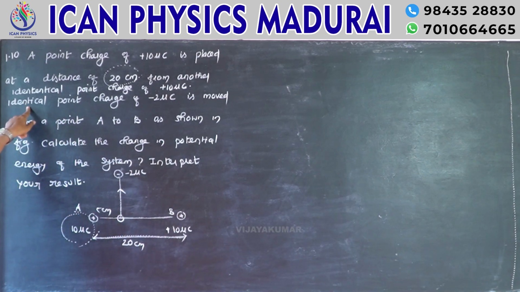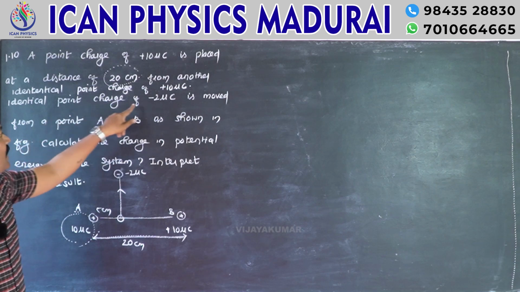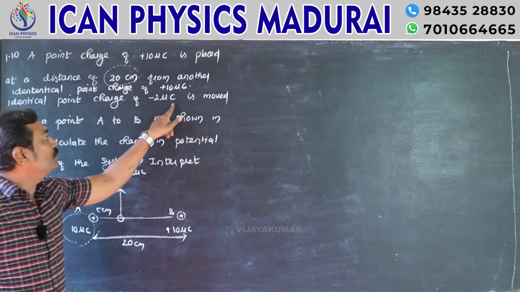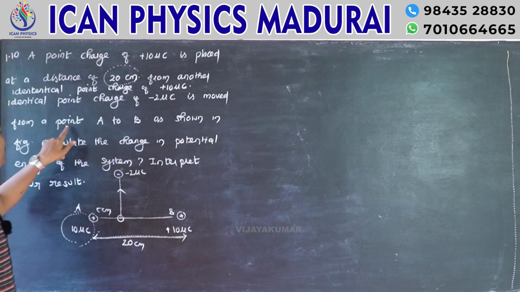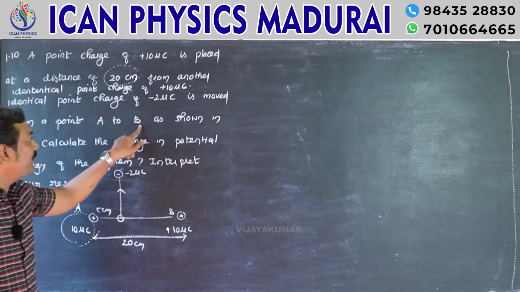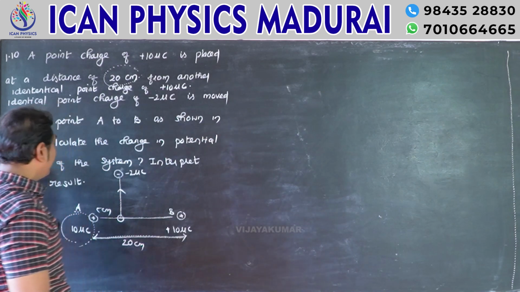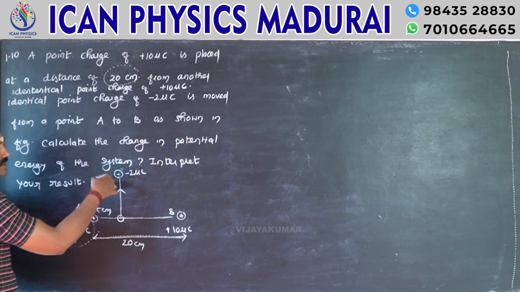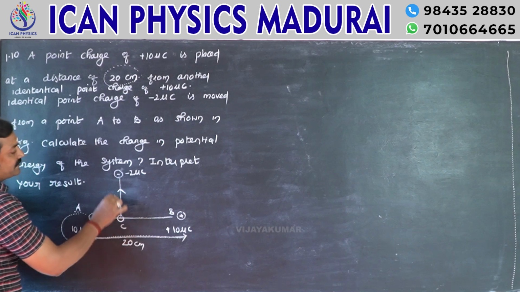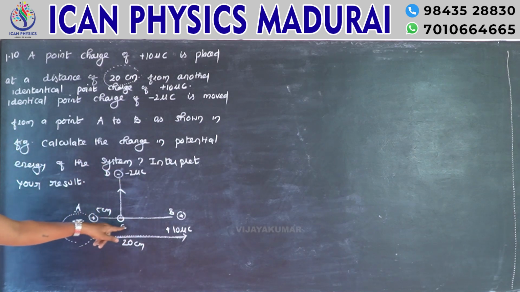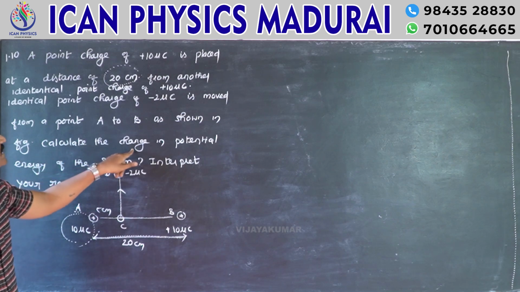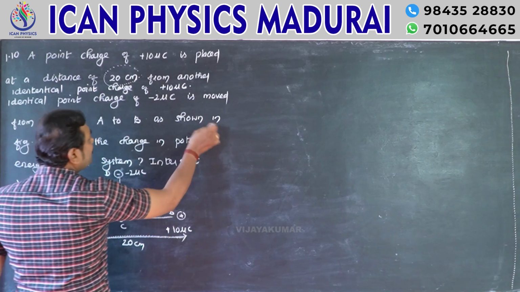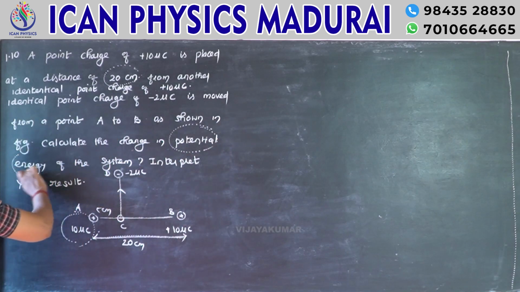Now the identical point charge of -2 microcoulomb is moved from a point A to B as shown in figure. So now what they are giving, it may be A or it may be C. So for that I want to give the name C and D. So from C to D it is moving. Calculate the change in potential energy.